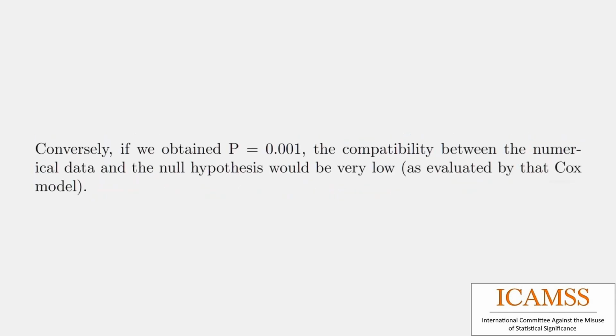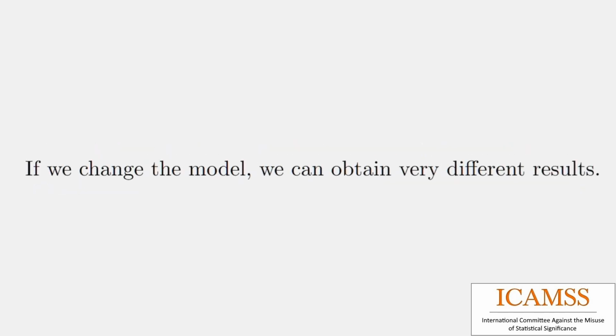Conversely, if we obtained p equals 0.001, the compatibility between the numerical data and the null hypothesis would be very low, as evaluated by that Cox model. If we change the model, we can obtain very different results.